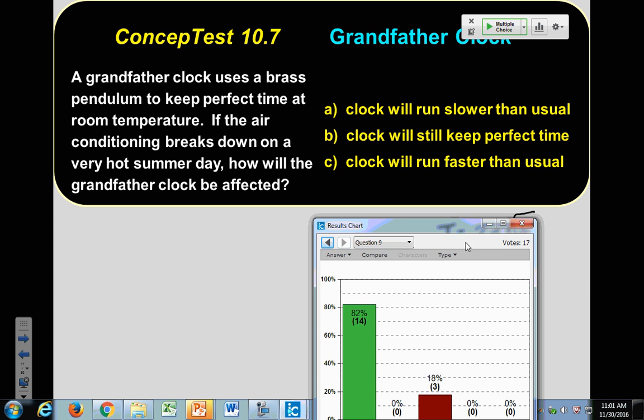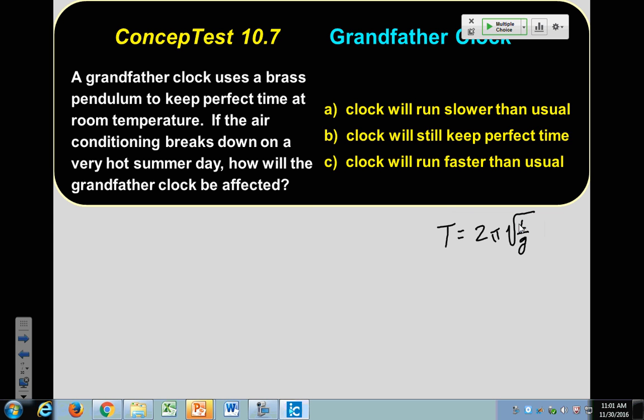Okay, good. So the pendulum gets longer, right? As I heat it up, the pendulum gets longer, and that means that the period of the pendulum gets longer, so it takes longer for the pendulum to go back and forth, and that means that your clock is going to run slower.